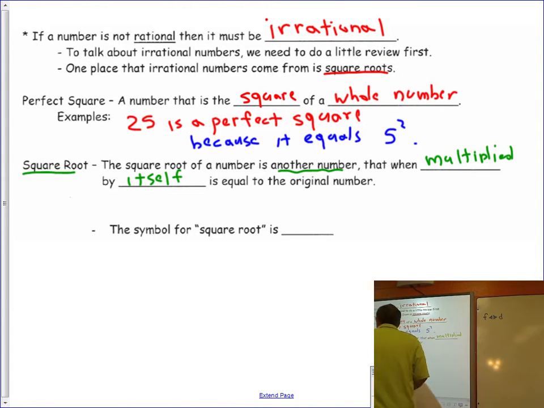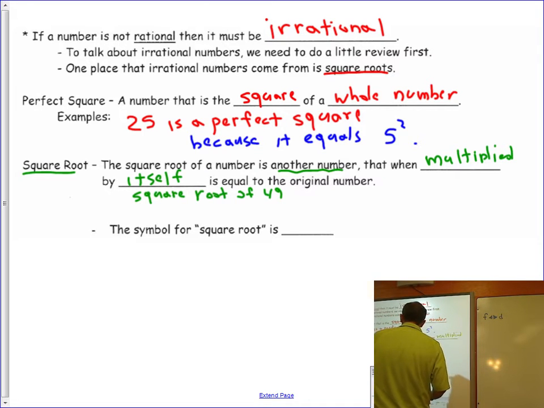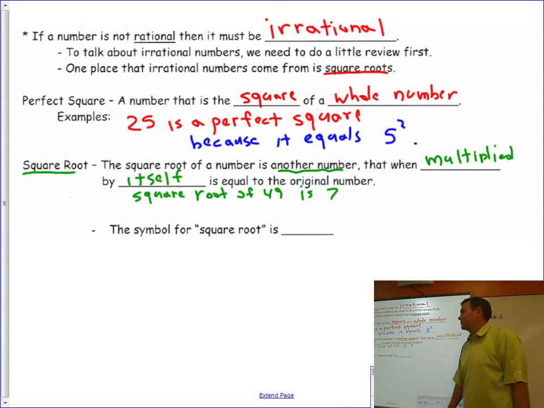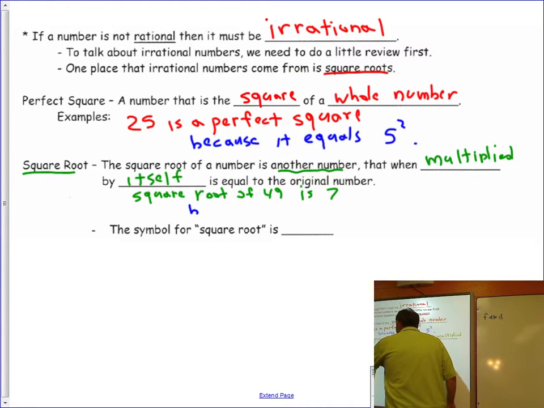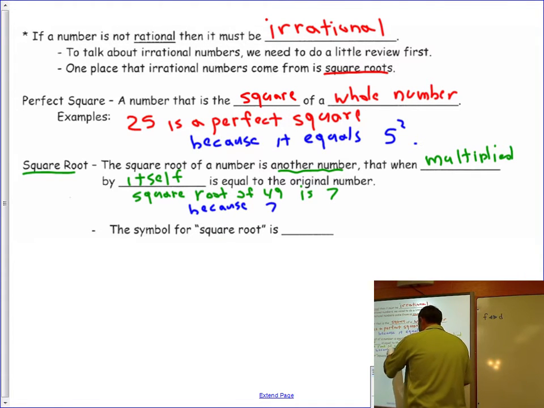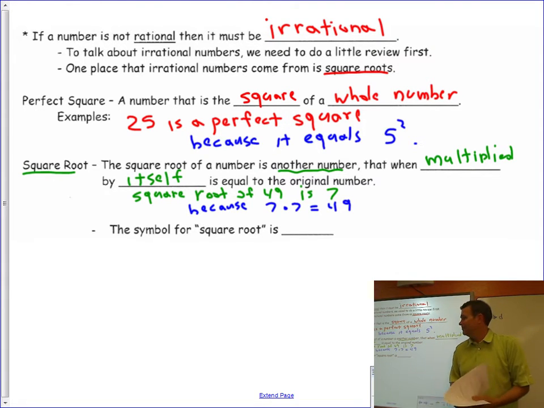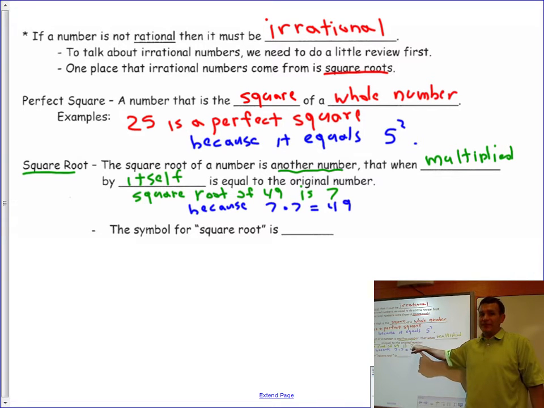For instance, the square root of 49 is 7 because 7 times 7 equals 49. The square root of 49 is 7 because when you take 7 and multiply it by itself, you get 49. Do you remember the symbol for square root?